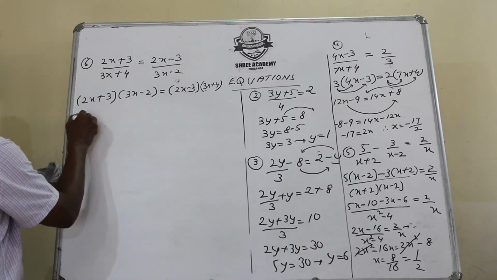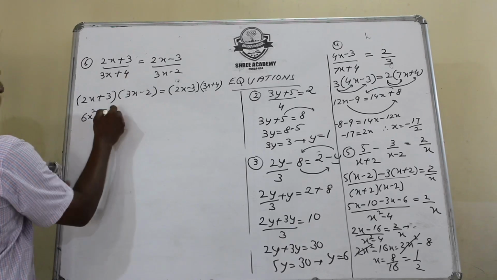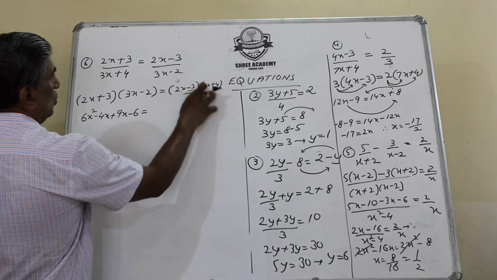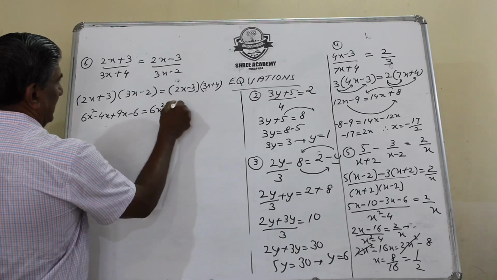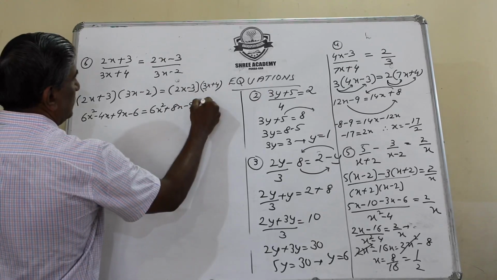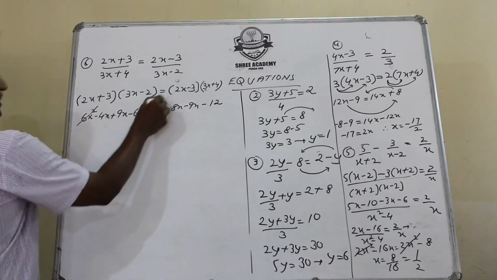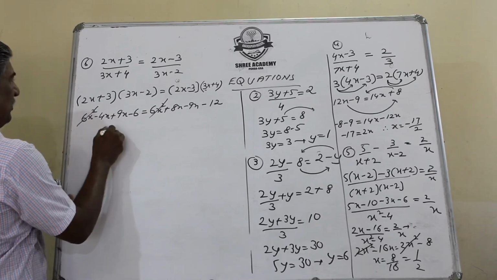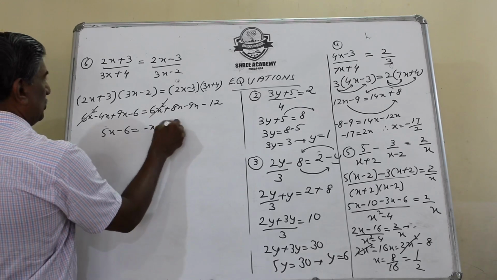2x into 3x means 6x square. 2x into minus 2 means minus 4x. 3 into 3x means 9x. 3 into minus 2 means minus 6, is equal to 2x into 3x again is 6x square. 2x into plus 4 means 8x. Minus 3 into this is minus 9x. Minus 3 into 4 means it is minus 12. So what are the things we get cancelled out? 6x square and 6x square get cancelled out. Minus 4 plus 9 means 5x minus 6 is equal to 8 minus 9 means minus x, minus 12.